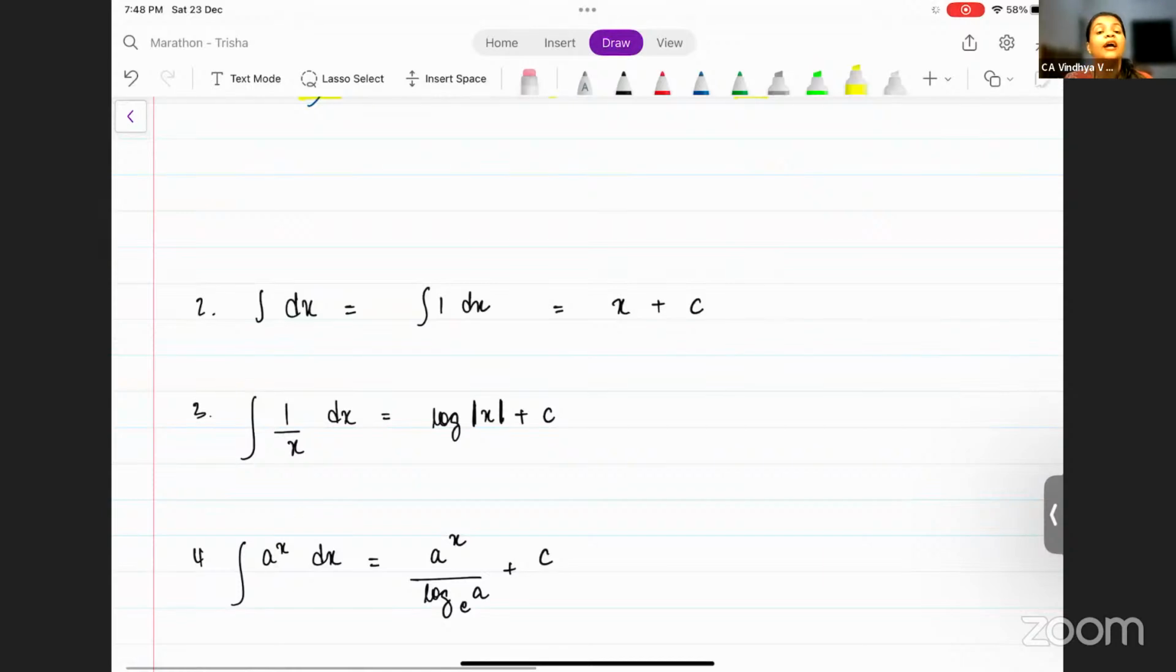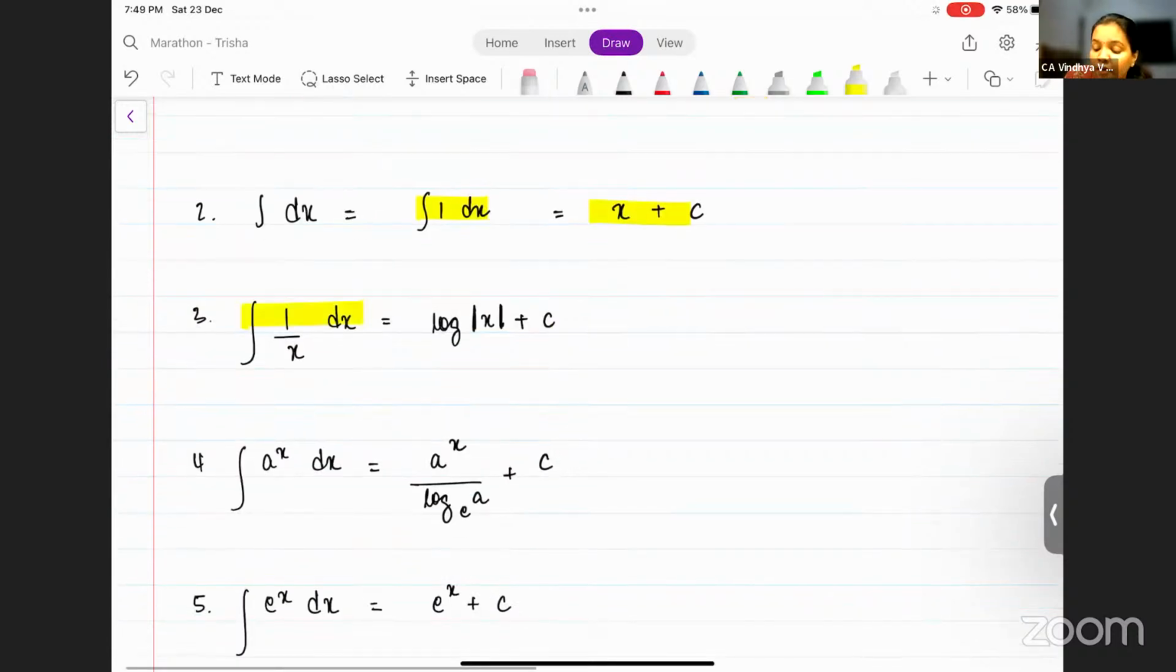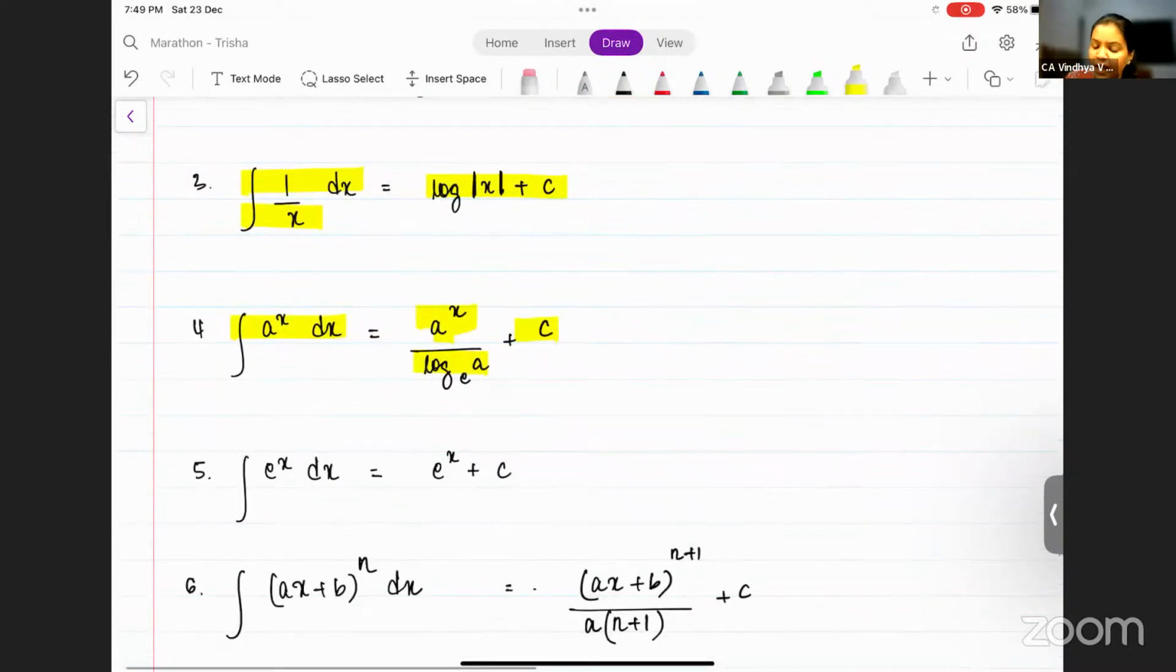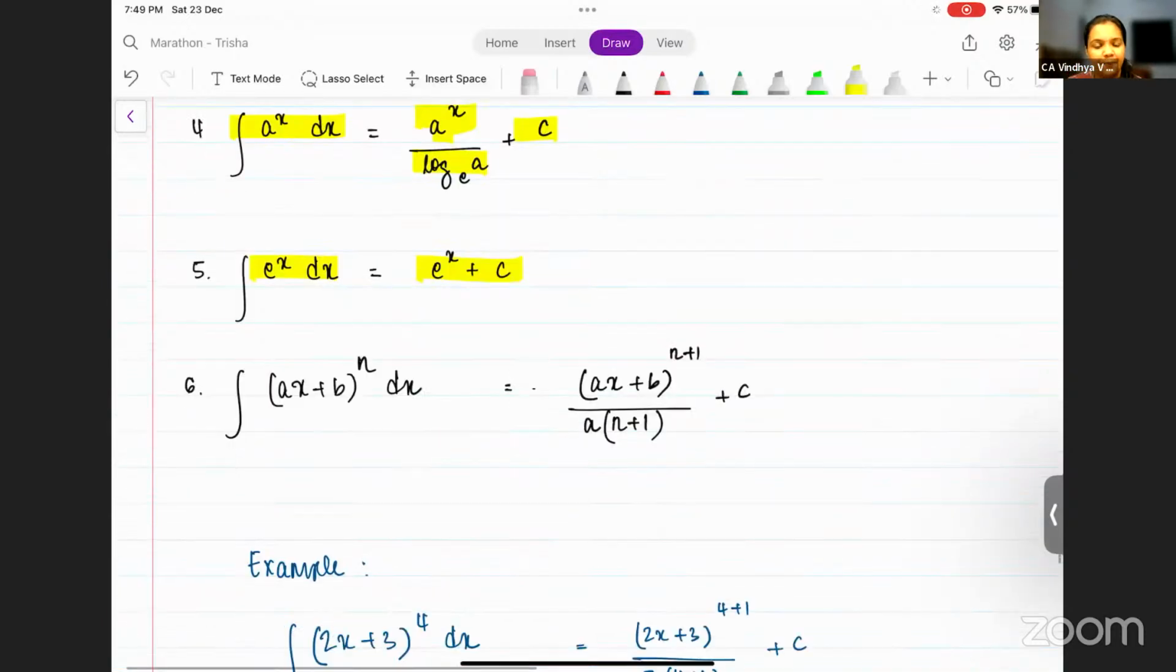Okay. Now, integration of dx. dx means 1 dx and that is x. Okay. Next is integration of 1 by x dx. Log of mod of x plus c. a to the power x is given as a to the power x divided by log a base e plus c. And integration of e to the power x is e to the power x plus c.